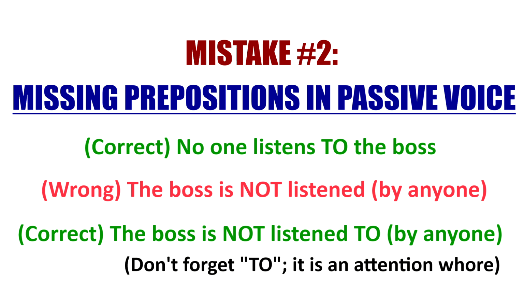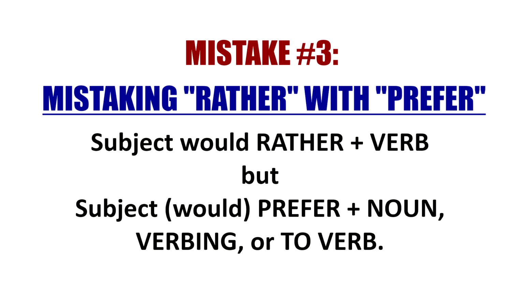Another example, you can rely on her when you need help. She can be relied on when you need help. Notice the on stays in there. It does not disappear. Last one, someone tampered with my luggage. Incorrect. My luggage was tampered. Correct. My luggage was tampered with. Okay, so that is a common mistake. The next common mistake is with rather and prefer.